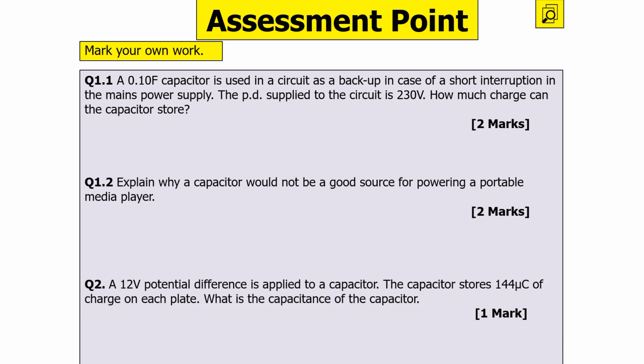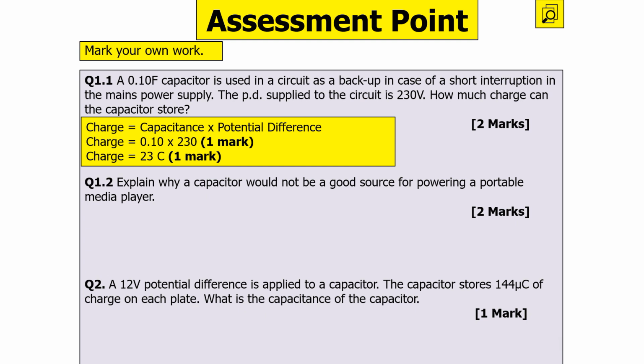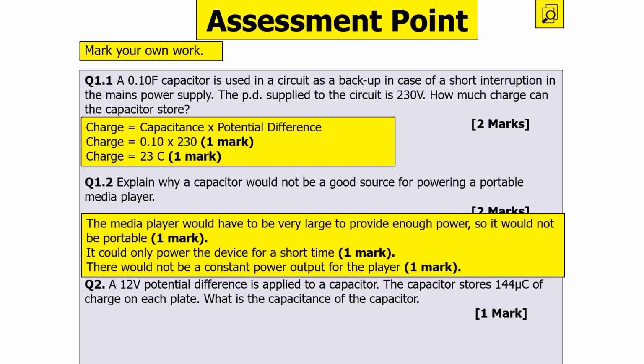Right, in this first question, once again, use that capacitor equation, Q equals CV, so it's 0.1 times 230 is 23 coulombs. Then it wouldn't be a good source, because the media player would have to be very large to have enough power, so it wouldn't be portable. Or alternatively, you could say you could only power the device for a short period of time, but you've also got to remember that the capacitor loses charge and therefore loses current it can apply to the circuit over time, so you wouldn't have a constant power output.